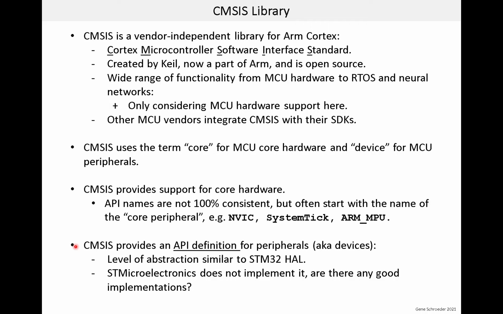I think, of course, ST Microelectronics has a HAL library. I don't know if there are any good implementations. I have not yet found one.